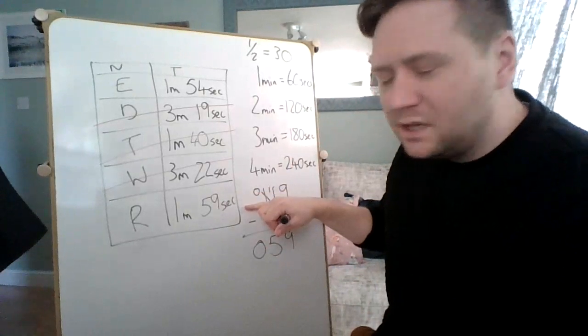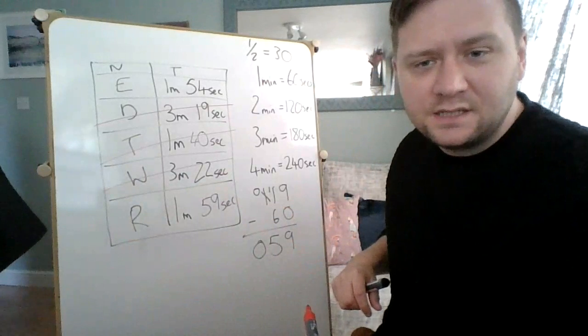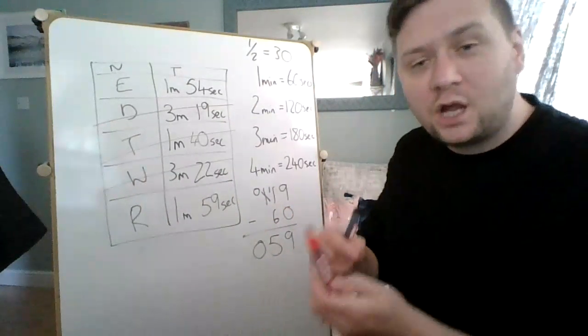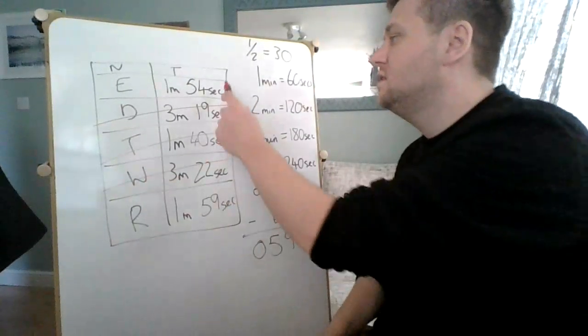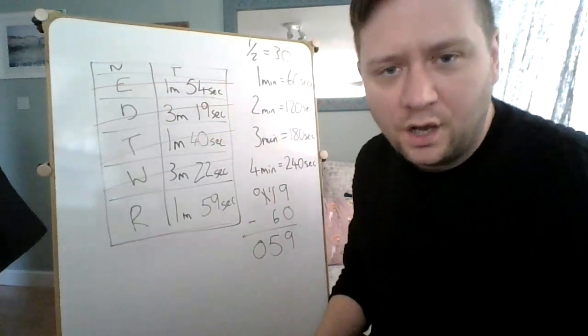And Ron, 1 minute 59 seconds, that's 1 second away from 2 minutes, isn't it? And 1 second is closer than 6 seconds. So Eva isn't the closest. So Ron was the closest there.